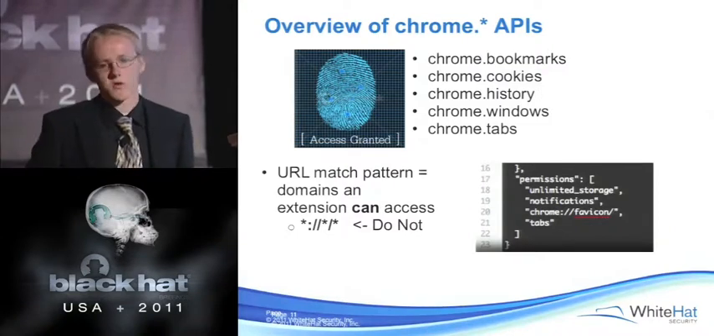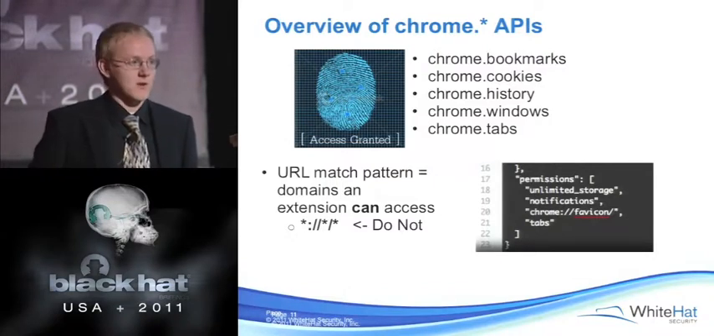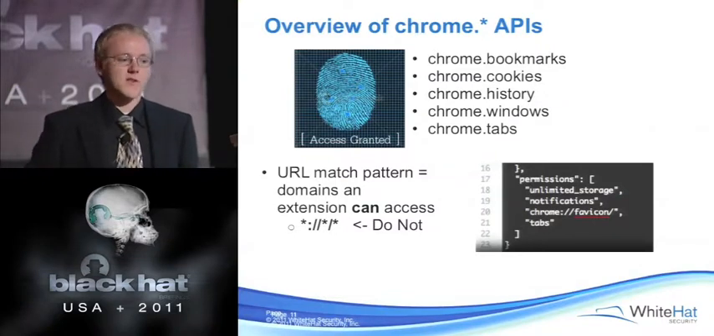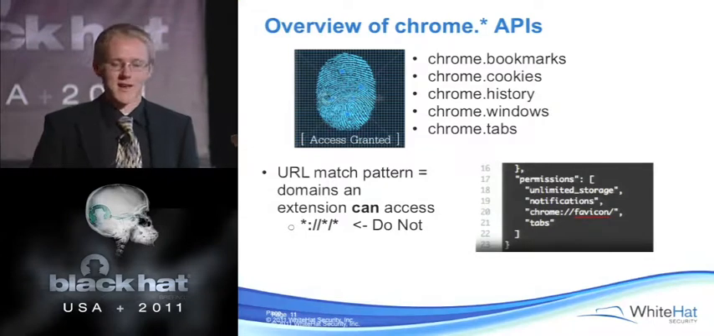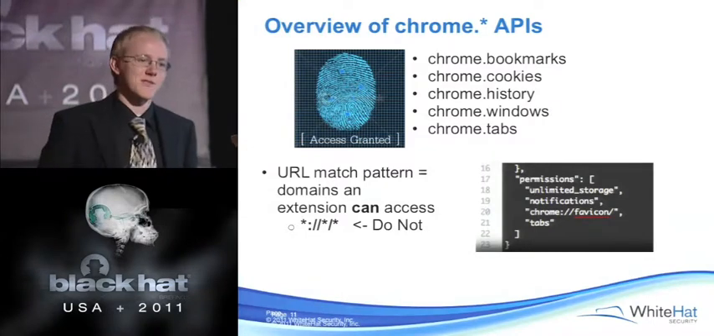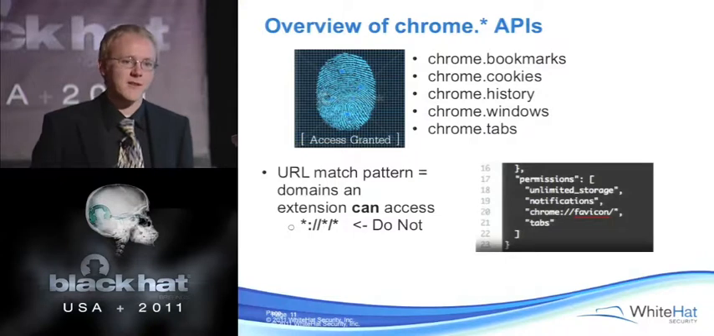The two others that are really interesting, as Matt mentioned, are the Windows and Tabs APIs. That basically lets you control windows and tabs in the browser. You can move stuff around and modify the tabs. You can watch them and all that. But there's also a neat little function called execute script, which we mentioned earlier, which actually lets us execute JavaScript inside any tab we want, given the permission from the URL match pattern.